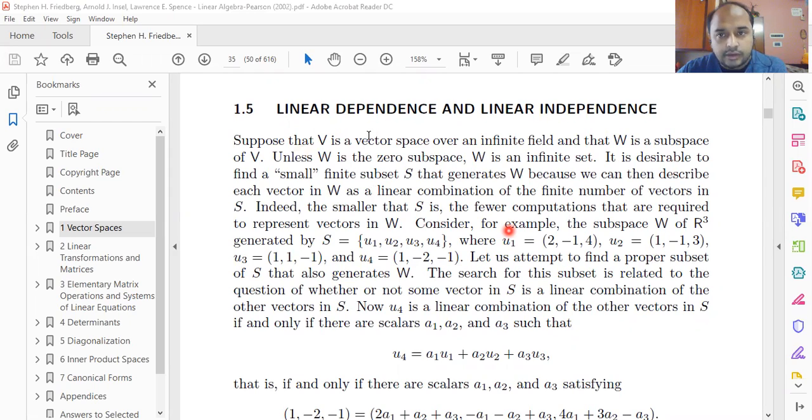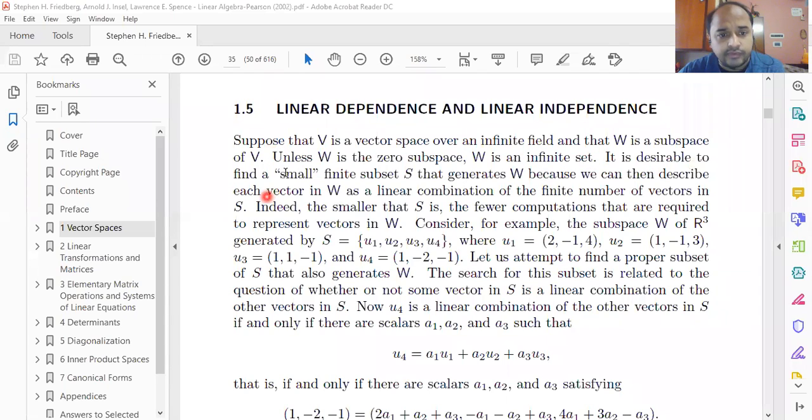So linear dependence, what is that actually? After learning about linear combinations and spanning sets, linear dependence and linear independence are very important. Okay, so what is written? Suppose that V is a vector space over an infinite field, and that W is a subspace of V. Unless W is a zero subspace, W is an infinite set.